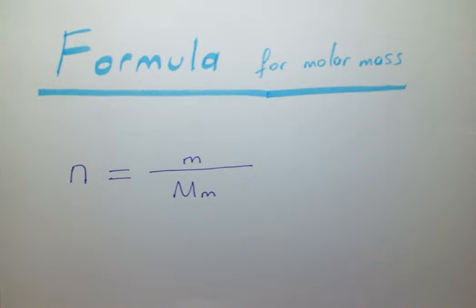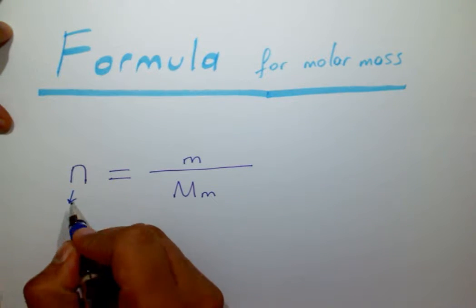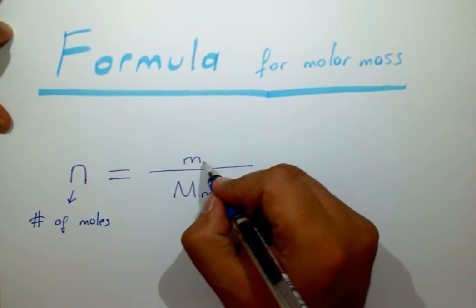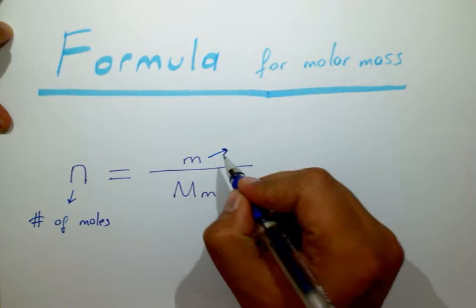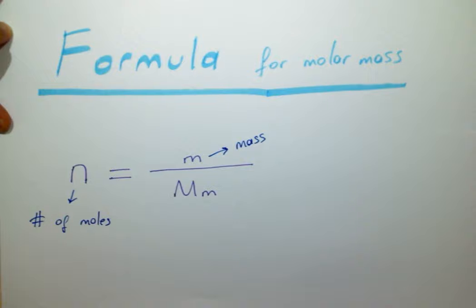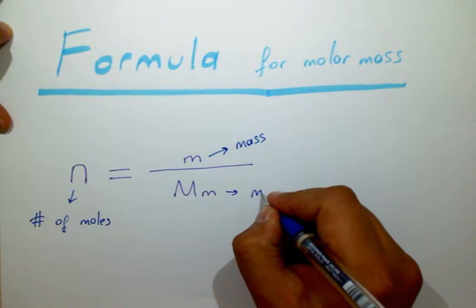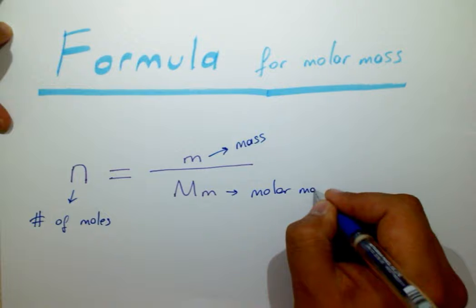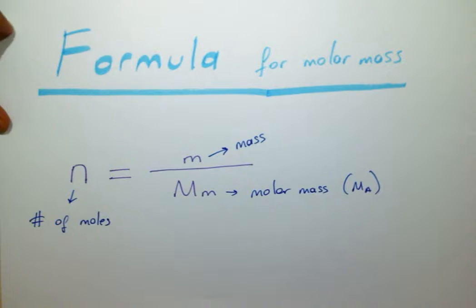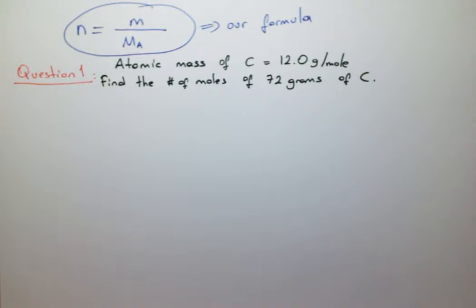If you have some difficulties with calculating with proportions, you can use this formula. The small n here represents the number of moles, the little m represents the mass, the actual mass given in the question, and this Ma means the molar mass. It is sometimes abbreviated as atomic mass, like this. Here is a question where we can apply our formula.